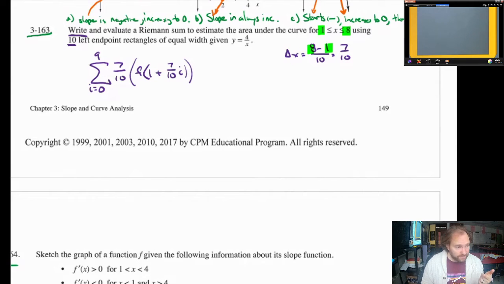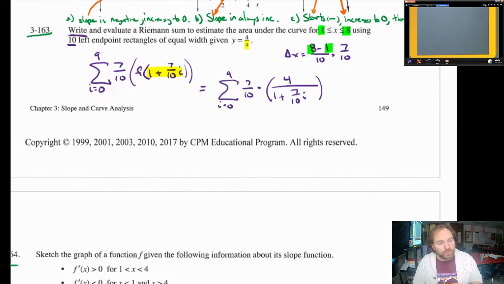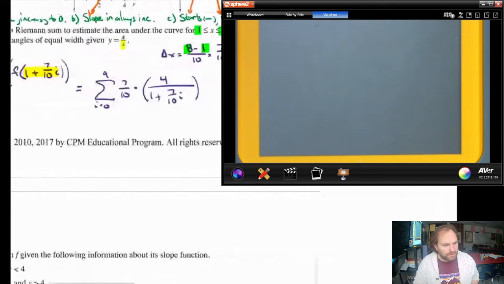Now, if you wanted to get advanced, you could take this interior part of the function and plug it in for x into that little y equals 4 over x thing. So a better way to write this might be the sigma from i equals 0 to 9 of 7/10 times, in parentheses, 4 over 1 plus 7/10 i, like that. This you could put directly into a calculator and find the answer. I'm going to do that as fast as I humanly can on calculator cam, leaving the question right there to show you how to do this.